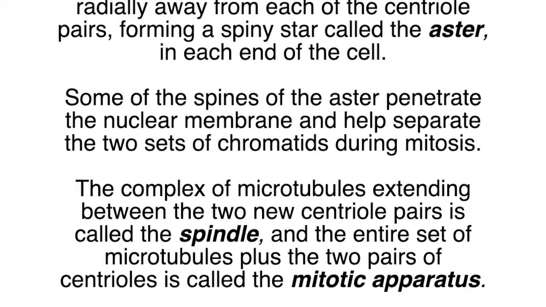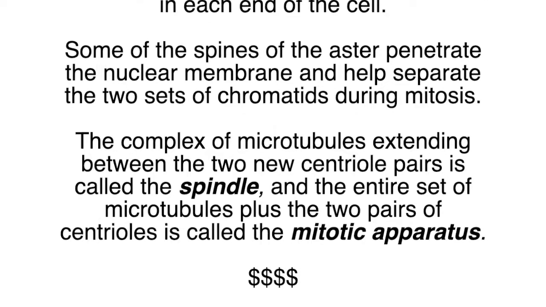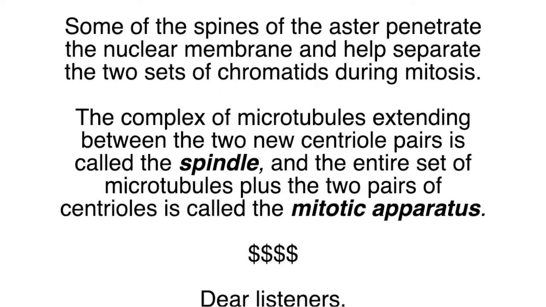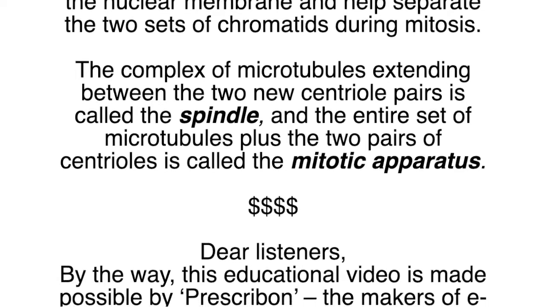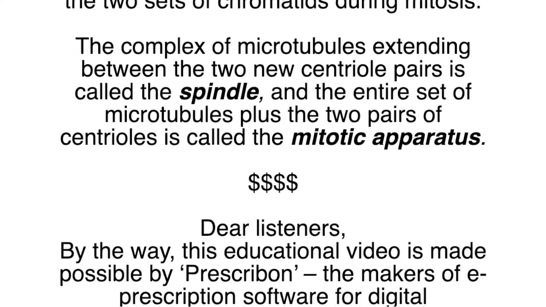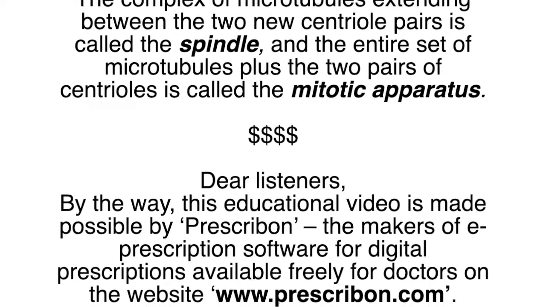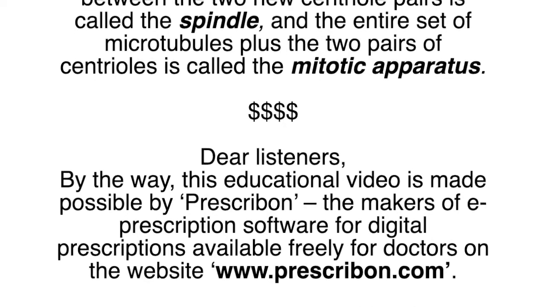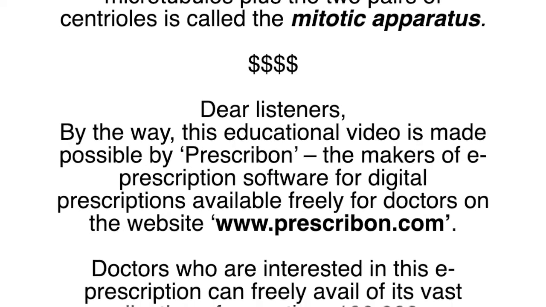Some of the spines of the aster penetrate the nuclear membrane and help separate the two sets of chromatids during mitosis. The complex of microtubules extending between the two new centriole pairs is called the spindle, and the entire set of microtubules plus the two pairs of centrioles is called the mitotic apparatus.